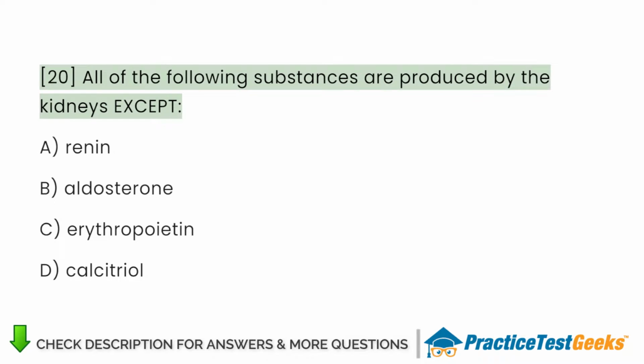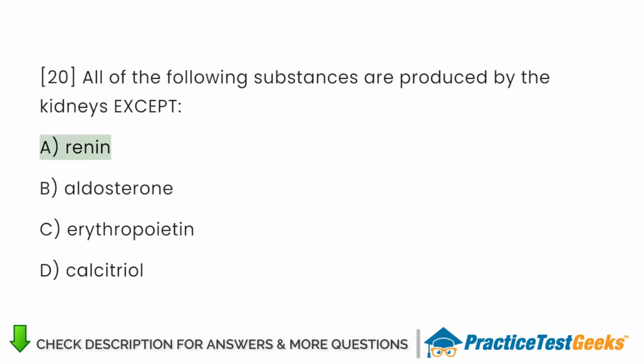All of the following substances are produced by the kidneys except A. Renin. B. Aldosterone. C. Erythropoietin. D. Calcitriol.